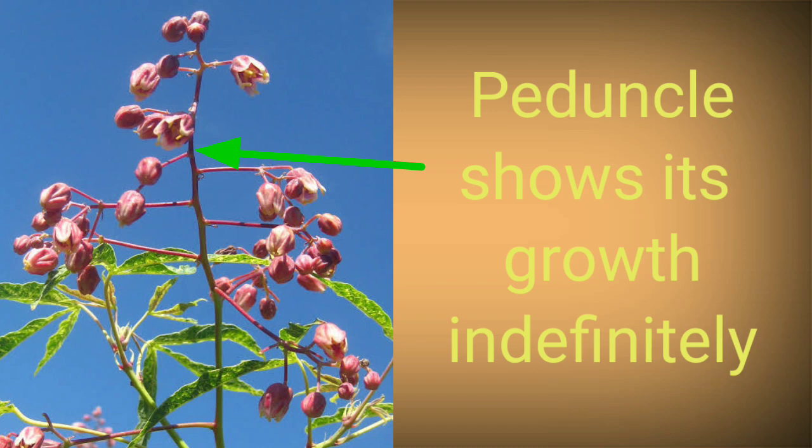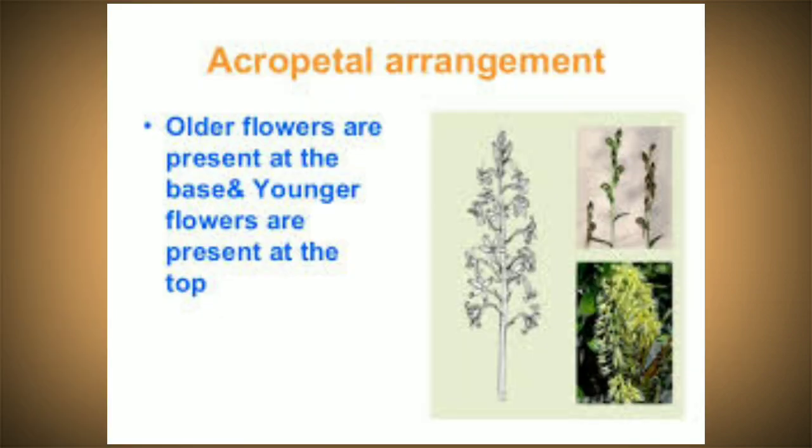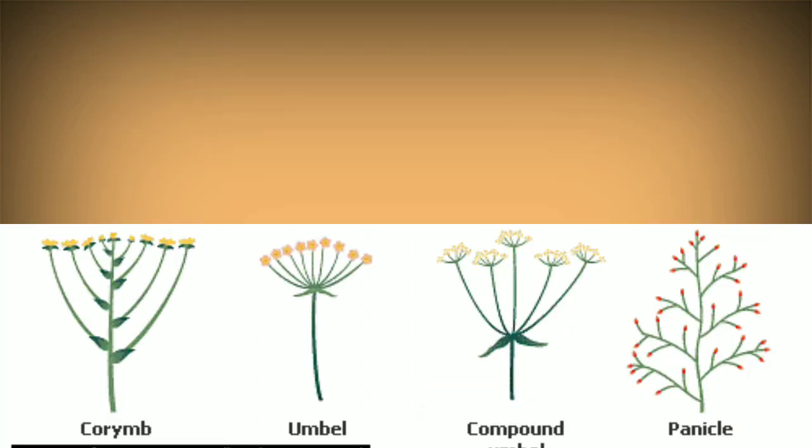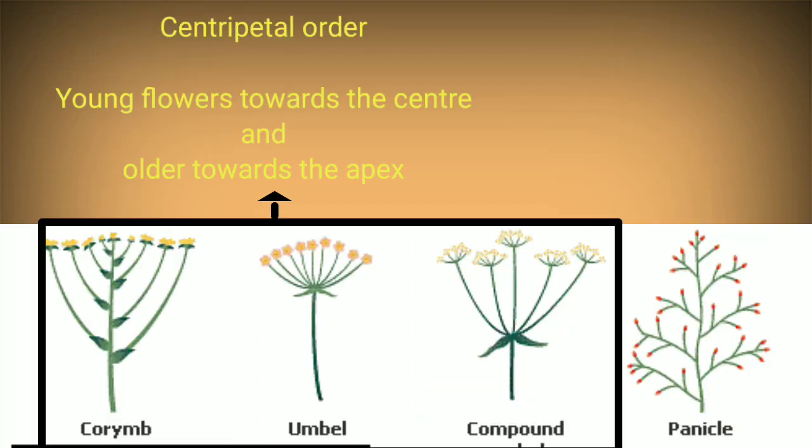As I have said before, what is the meaning of acropetal? Acropetal means that the younger, newly formed flowers will be towards the tip, and the older flowers will be towards the base or the lower side. Similarly, centripetal means that the younger flowers will be towards the center, and the older flowers will be towards the base or towards the apex.